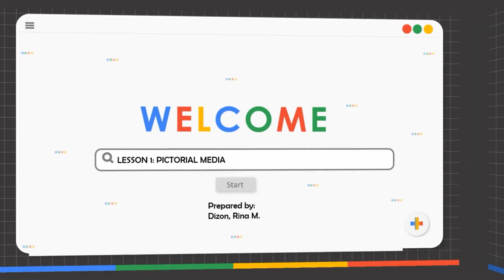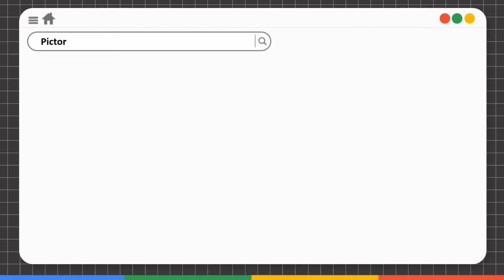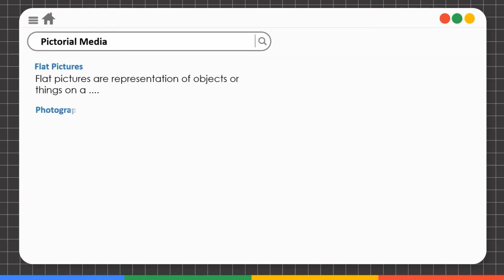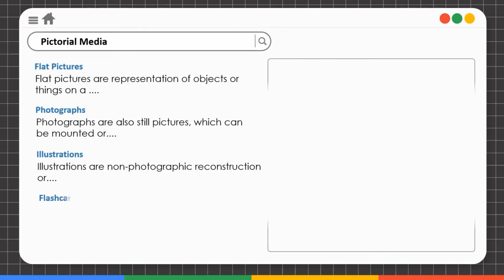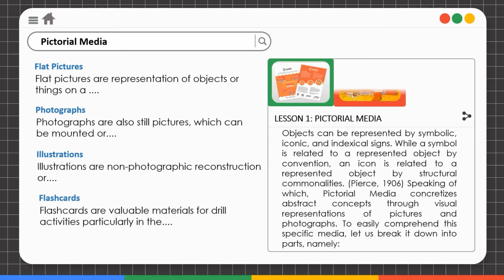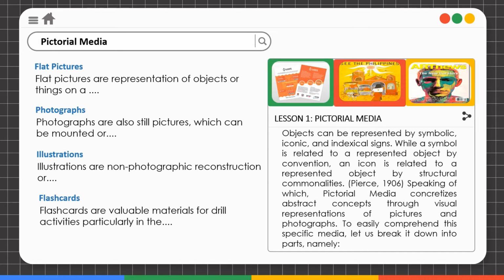Now let's start. So what is pictorial media? Objects can be presented by symbolic, iconic, and indexical signs. While a symbol is related to a represented object by convention, an icon is related to a represented object by structural commonalities. Speaking of which, pictorial media concretize abstract concepts through visual representations of pictures and photographs.